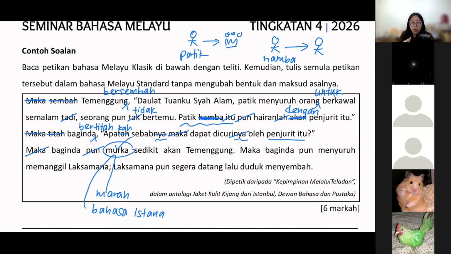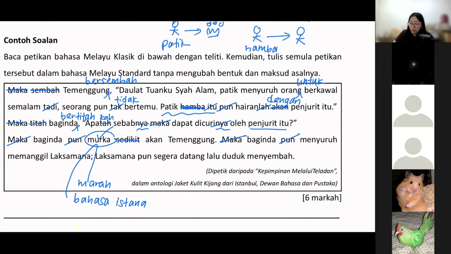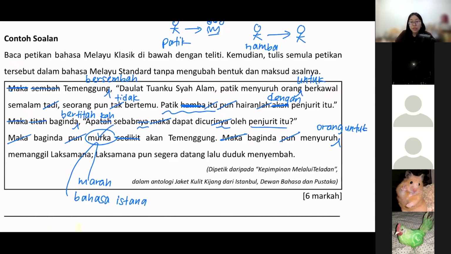I'm just telling you what is muka. So baginda muka, I don't say muka sedikit. I got angry a bit. So muka akan temenggung. Maka cancel, pun cancel. Okay, you see, BMS, they love to put menyuruh, memanggil, which is kata kerja plus kata kerja, is wrong. So I call someone to call Laksamana come here. So you can just put baginda menyuruh orang untuk memanggil Laksamana. Laksamana pun segera datang lalu duduk menyembah. I don't need to change anything already.